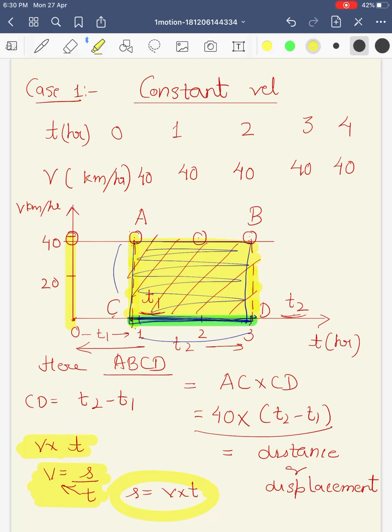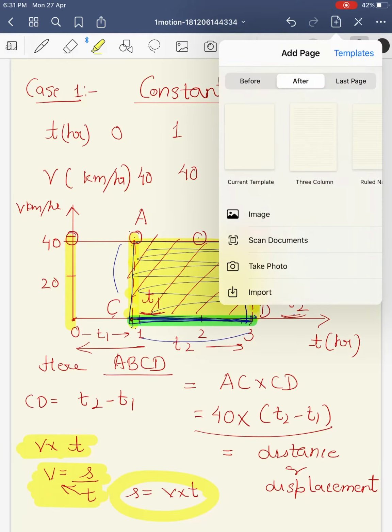Even if you take the case of acceleration or retardation, in both cases the area under the graph always gives you the value of the displacement. If we are talking about a velocity time graph, the area under the graph gives displacement, and if we talk about a distance time graph, the area under the graph gives you the value of distance covered. The second graph which they have taken is the case of uniform acceleration.